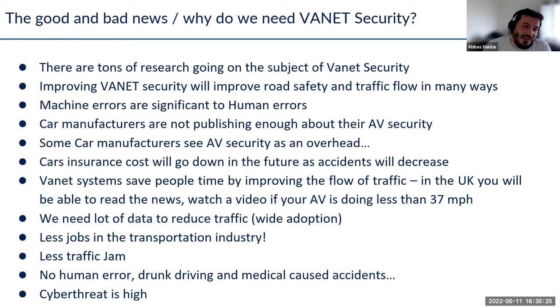Which is really the other thing: maintaining the VANET security will help us have less traffic. Decisions are not emotional. Someone gets angry, goes into the left lane, and blocks everyone from continuing their journey. The other thing is no human error: no drunk driving and no medical-cause accidents, not incidents. So that's another thing.